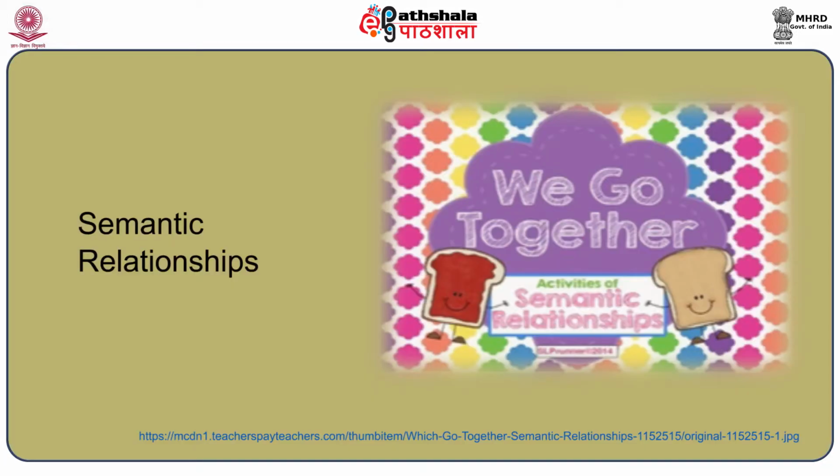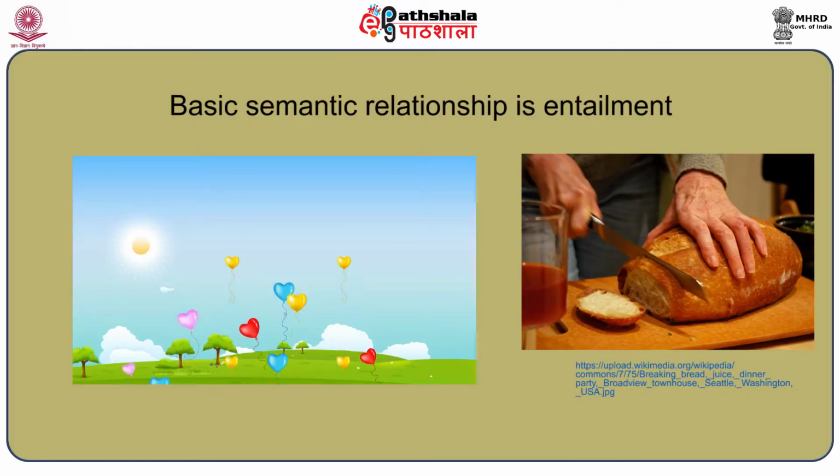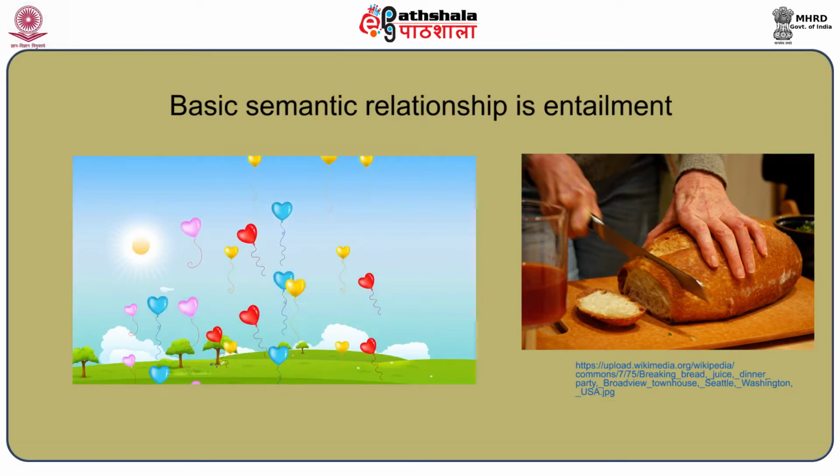In this module, called Semantic Relationships, we look at a variety of semantic relationships that any semantic theory must account for. Okay, so we'll look at a bunch of these things. The first and most basic semantic relationship is entailment.